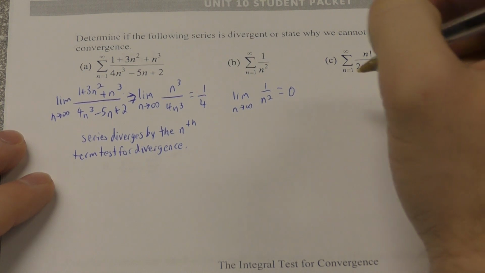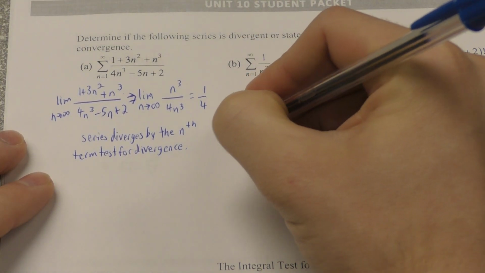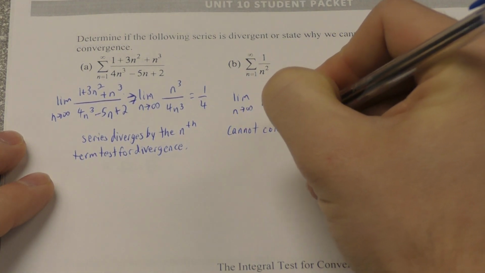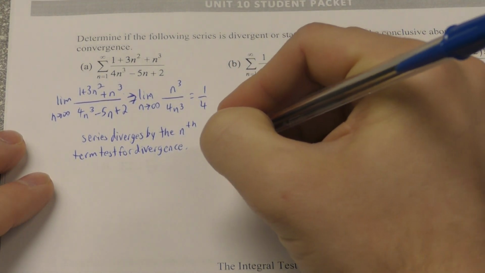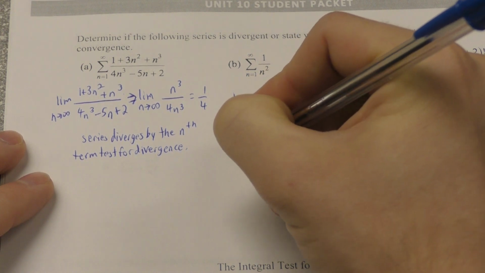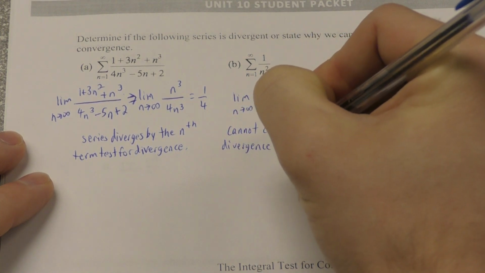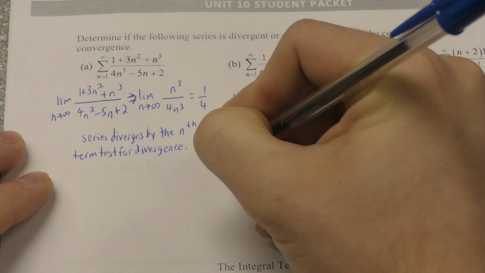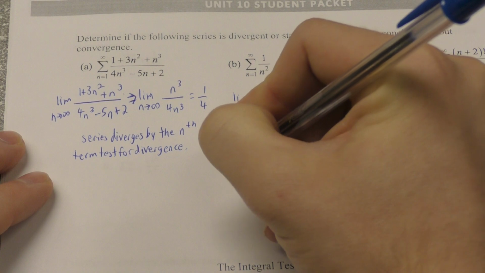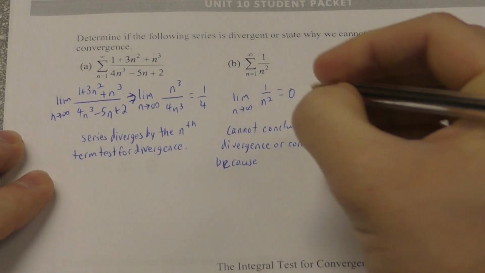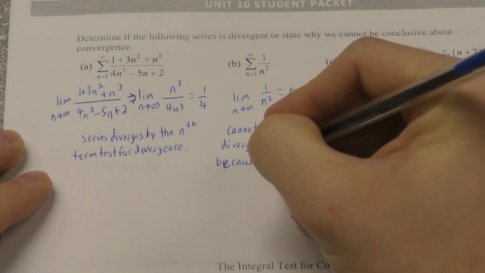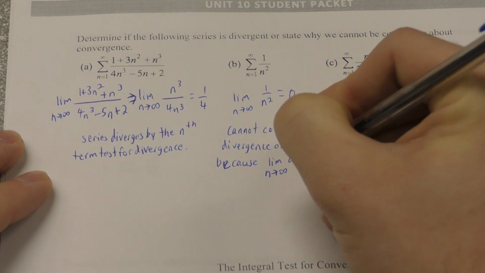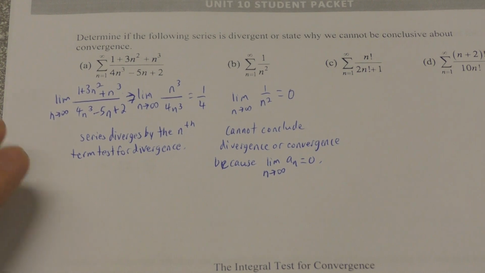What does that mean? We cannot conclude divergence or convergence, because the limit as n approaches infinity of a sub n equals 0. There we go. All right.